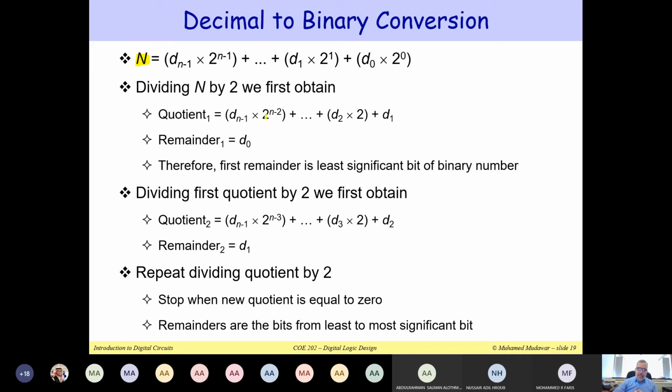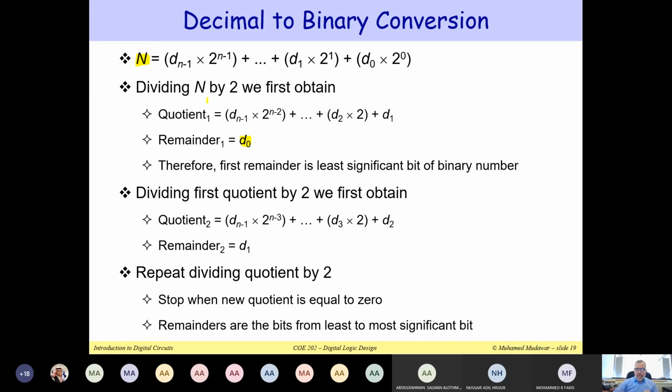Now, if you divide this n by 2, okay, you divide actually everything by 2. Now, D1 multiplied by 2 divided by 2, you get D1. D2 multiplied by 2 squared divided by 2, you get D2 multiplied by 2. And Dn minus 1 multiplied by 2 to the power n minus 1 divided by 2, you get 2 to the power n minus 2. Now, D0 is just multiplied by 1.